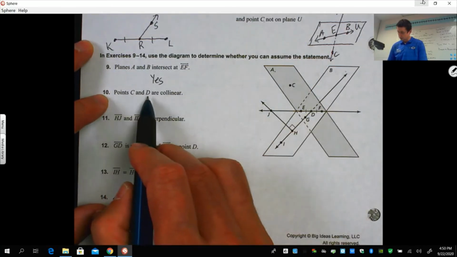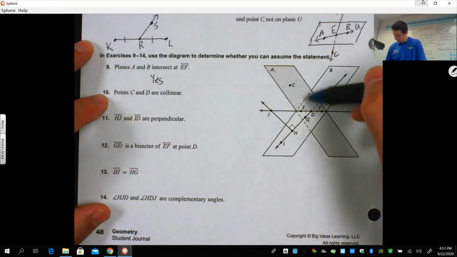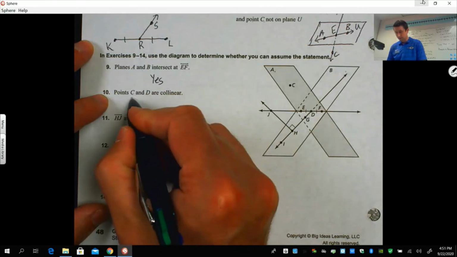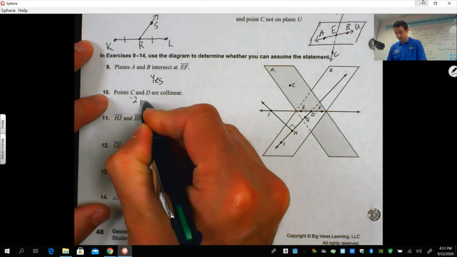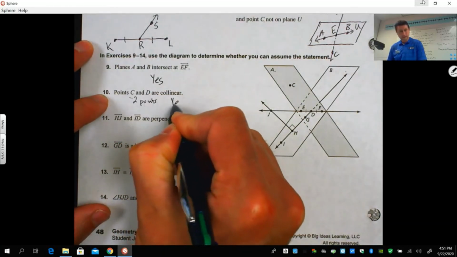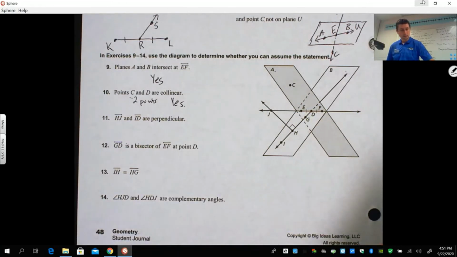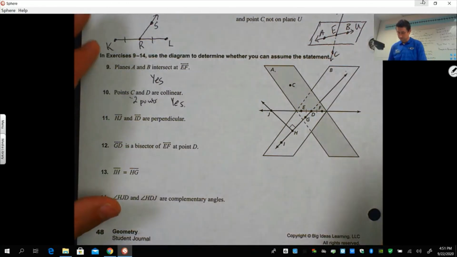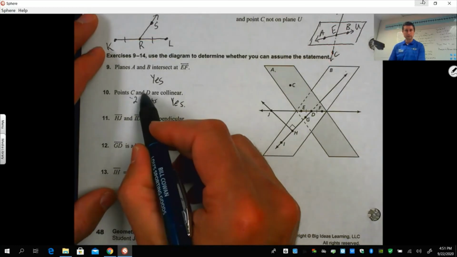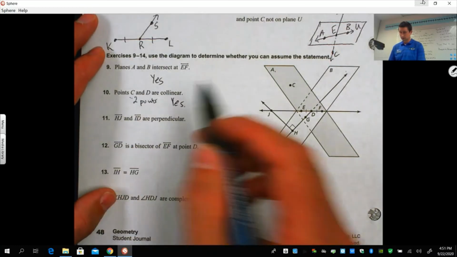Points C and D are collinear. C and D, these are 2 points. This is different than our other example. This one is a yes. You can assume this to be true, because through every 2 points, there is one line. So you can assume that to be true.